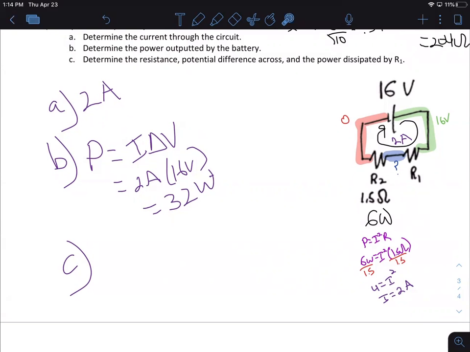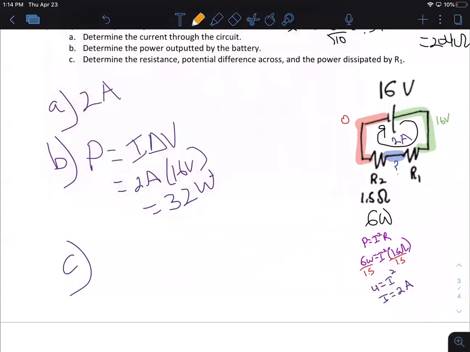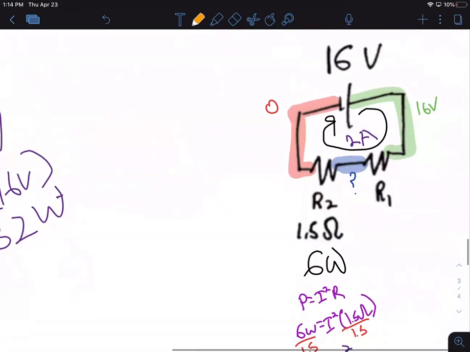I can think of this in terms of conservation of energy, and I can think about the voltage change across each of these resistors. So this is way 1. We'll do way 1 in orange. I can look at this, and I know battery's adding 16. Can I figure out how much R2 is taking away? Because I know a lot about R2. I could say the delta V is IR. So delta V for R2, 2 amps, 1.5 ohms, 3 volts.